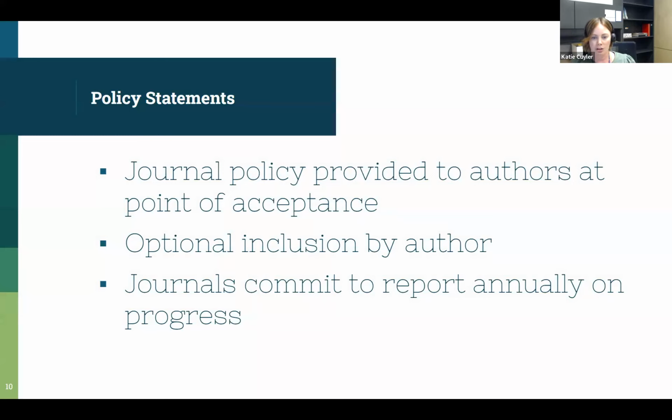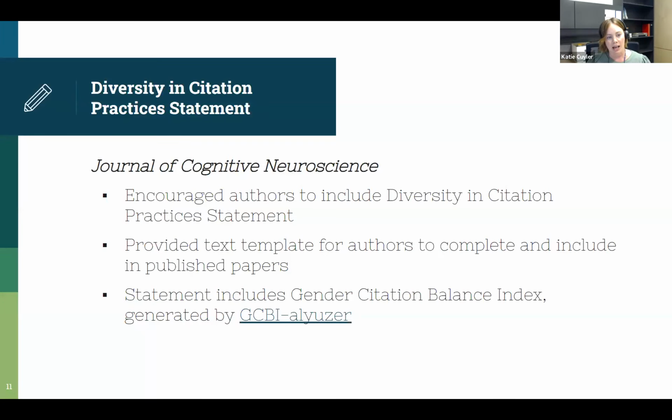And for all of the ones that I saw, it was optional on the part of the authors whether they wanted to include these statements or not, and the journal was committing to report annually on the progress or any impact on whatever metric they're trying to further with the statements. So I'll show the first example, and that's the Journal of Cognitive Neuroscience.